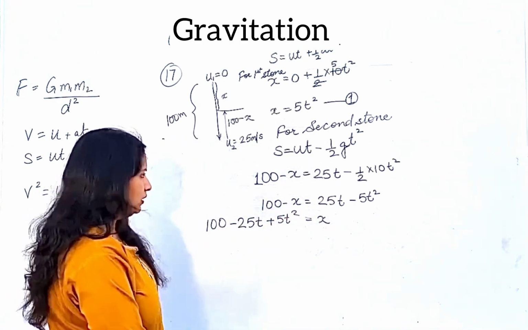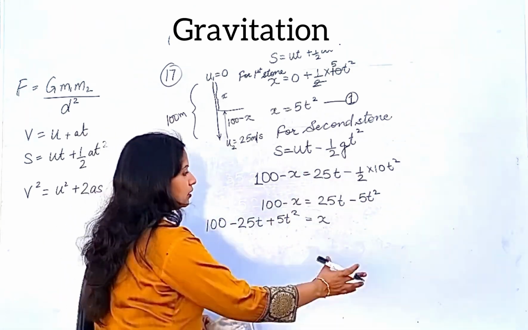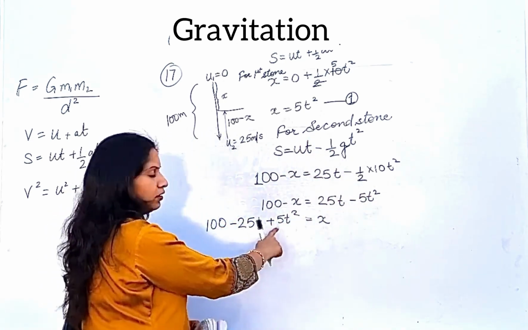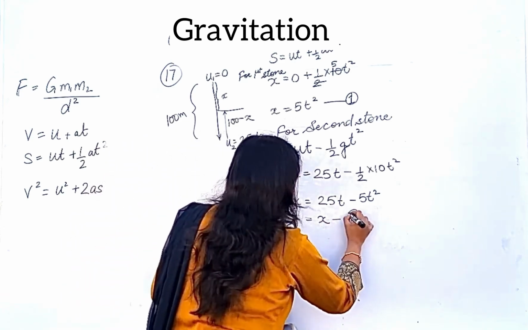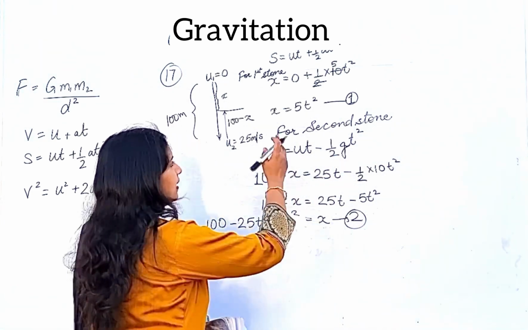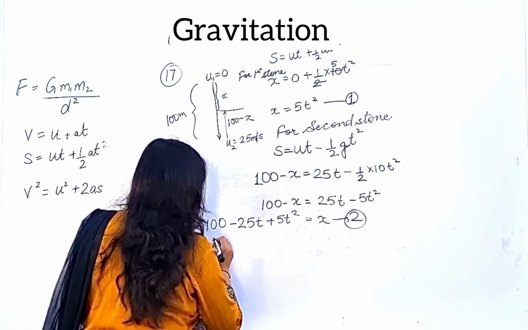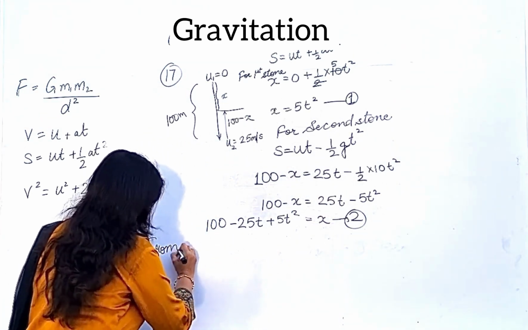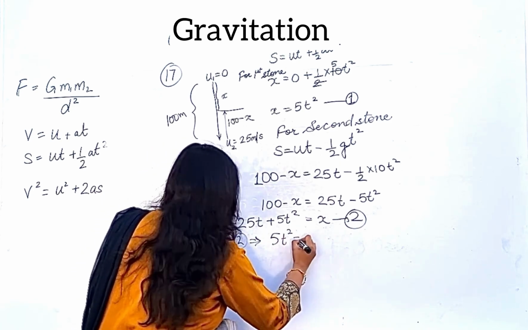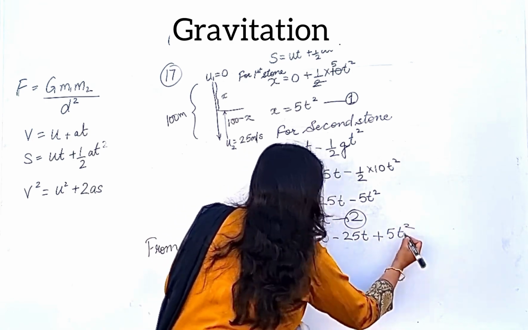I hope this much is clear to everyone. What we have done here, x was negative here, I shifted it to the right side so it becomes positive. And here whatever was there, I have taken it to the left side. So both of their signs will be changed. Okay. This is also the value of x. This is the value of x. So from equation 1 and 2, we get x is equal to this and x also equal to this. So these two are equal to each other. So from equation 1 and 2, we get 5t square is equal to 100 minus 25t plus 5t square.